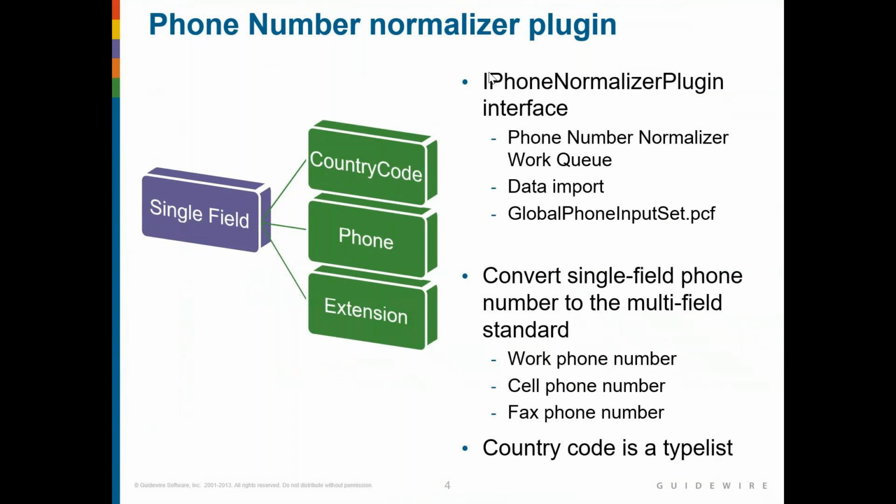Like the phone number normalizer plugin, it is a phone number normalizer work queue which does the data import, global input set PCF, converts the field phone number to the multi-field standard work phone number, cell phone number, and fax phone number. Country code is a type list, so this is already given as part of this plugin. There's a work queue, there's a data import, and there's a PCF, global input set PCF. So that's what they are describing.